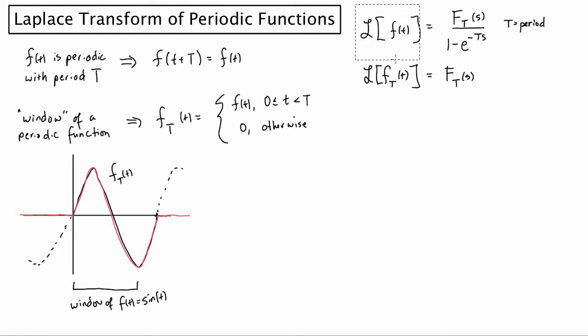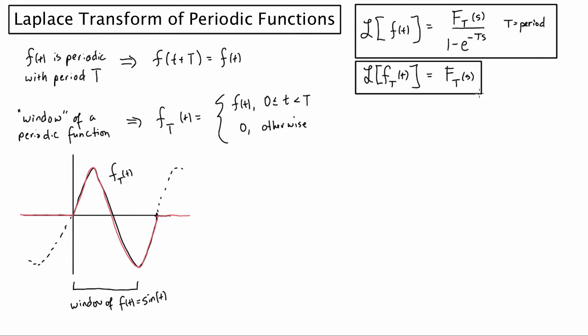So two things going on here. First off is the formula that we have for the periodic function, and second is the formula we have for the window. So this is the transform of the window. And what the transform formula for the entire periodic function says is that if you just transform the window of the function and then divide by the quantity 1 minus e to the negative Ts, then you're done. And this is where T is equal to the period of the function. So that seems to greatly reduce the amount of effort that we need to apply in this case.